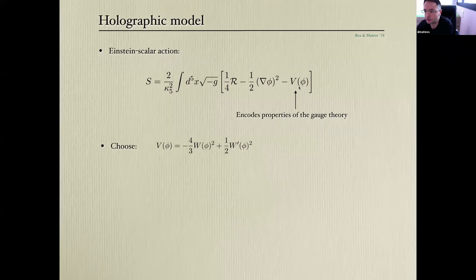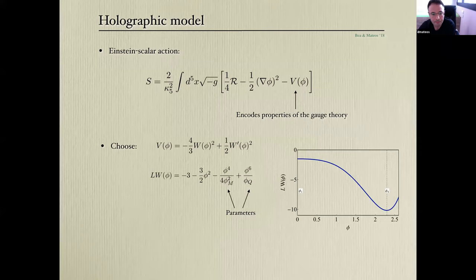Just for technical convenience, I'm going to assume that this potential can be derived from a simpler function, which is called a superpotential, this W, through this usual formula. And I'm going to choose W to have this polynomial form. It's a polynomial of order 6 with two free parameters, phi_m and phi_q. These two terms are fixed by some conditions that it is nice to impose, and these two are the free parameters. This is a picture of this superpotential. It has a maximum here and a minimum here.